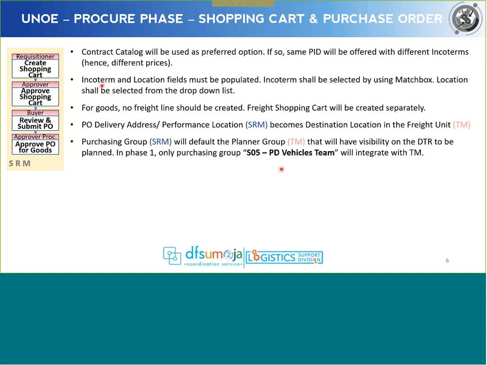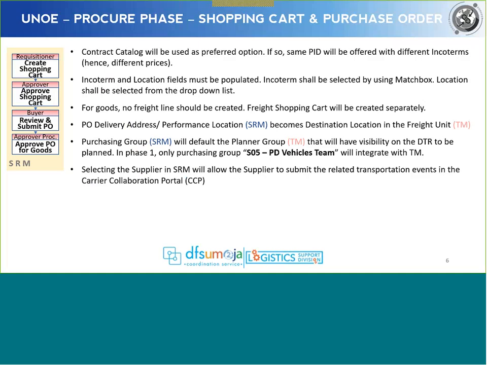So far, the impacts for master data are the Incoterms selected, the locations that we're going to be adding, the delivery address, and the purchasing group we're going to be adding to the shopping cart. And we'll see how that has an impact in the long run in TM. Let's go now to the next point, selecting the supplier. So here's another piece of master data that will have an impact in the long run as well.